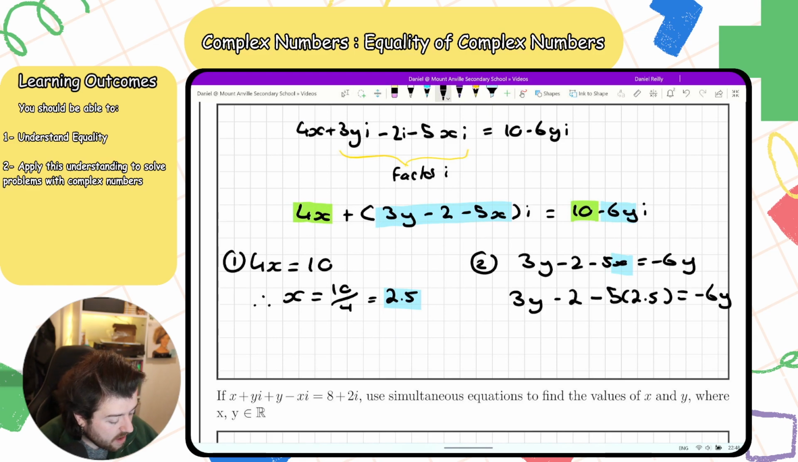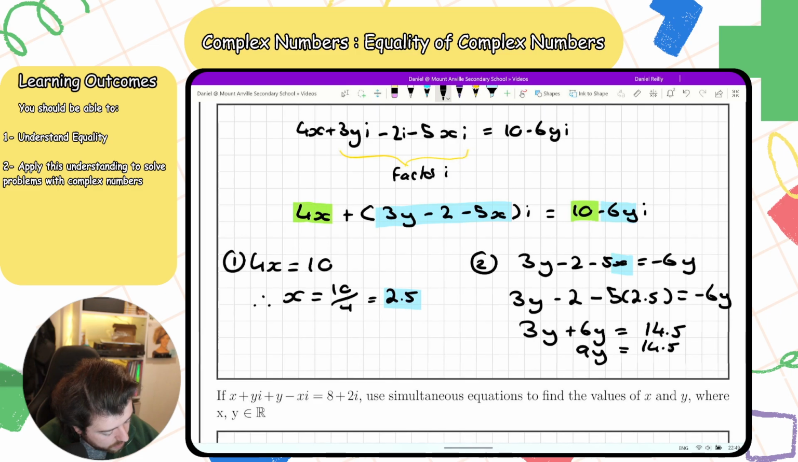So I'm just going to gather all of my y's together. So I'm going to bring letters to the left, numbers to the right. So I'm left with 3y plus 6y is equal to minus 2 minus 12.5. 12.5, that's going to be minus 14.5. Then when I bring it over the equal sign, that's equal to positive 14.5. So I have 9y equals 14.5.